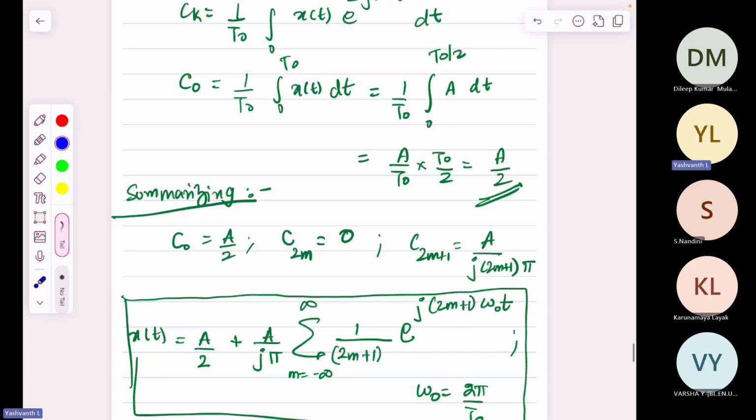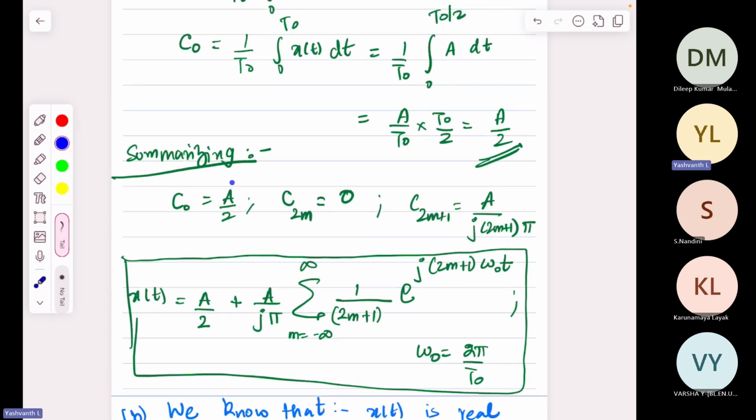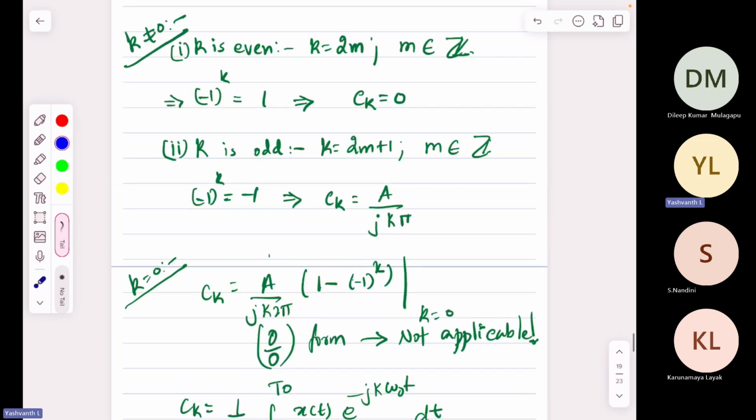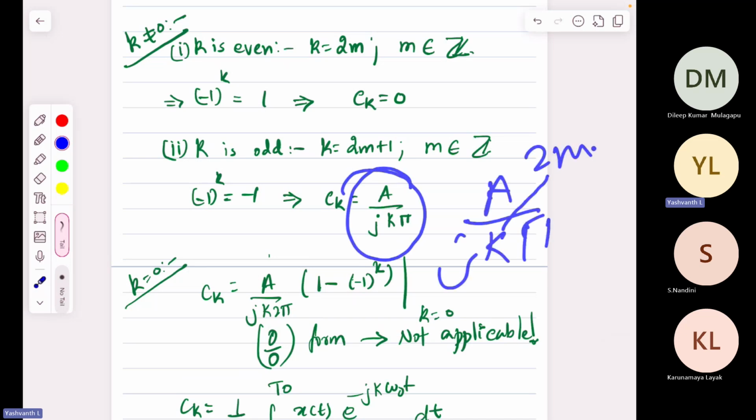Therefore, you can summarize your complex exponential Fourier series representation as follows: C naught is equal to A by 2. Your C2m, that is for even valued integers, is equal to 0. And similarly for odd valued integers, C is equal to A by j into (2m plus 1) pi. I'm only saying that k is equal to 2m plus 1. Go back to the expression here: I told you for odd k it is A by jk pi. Put k equal to 2m plus 1, and that's what I'm writing here.